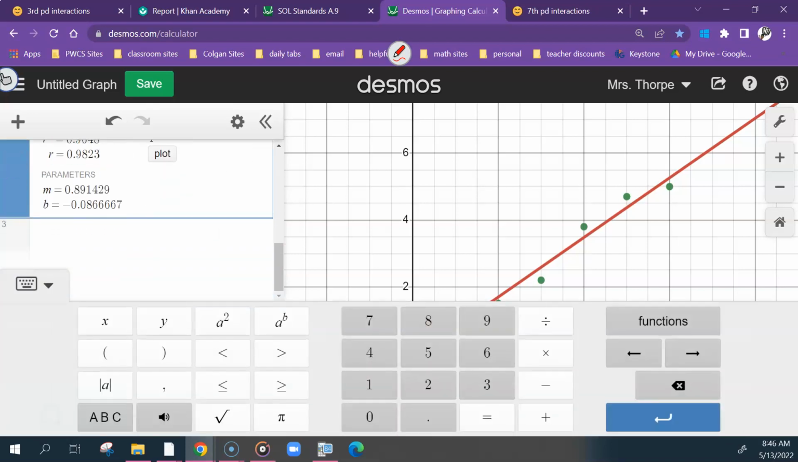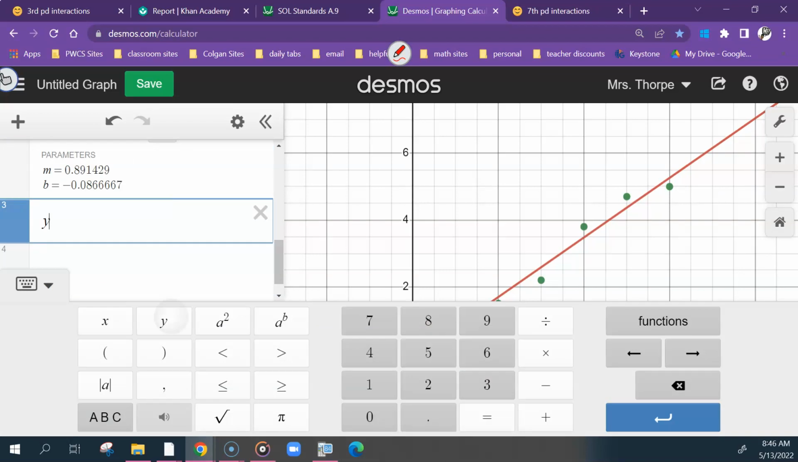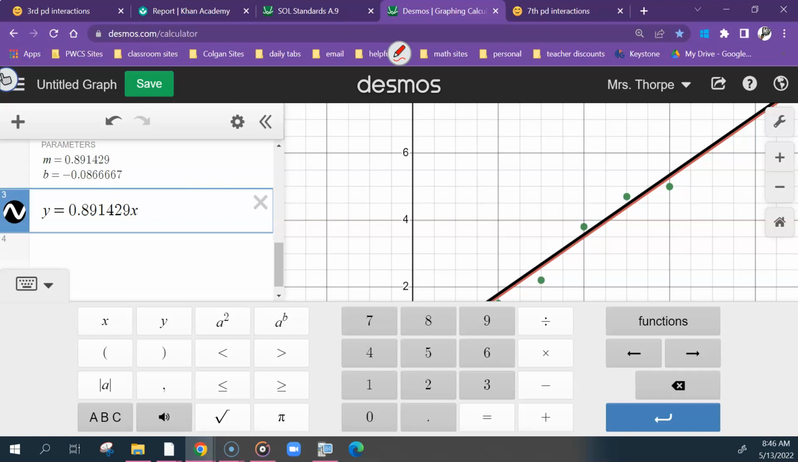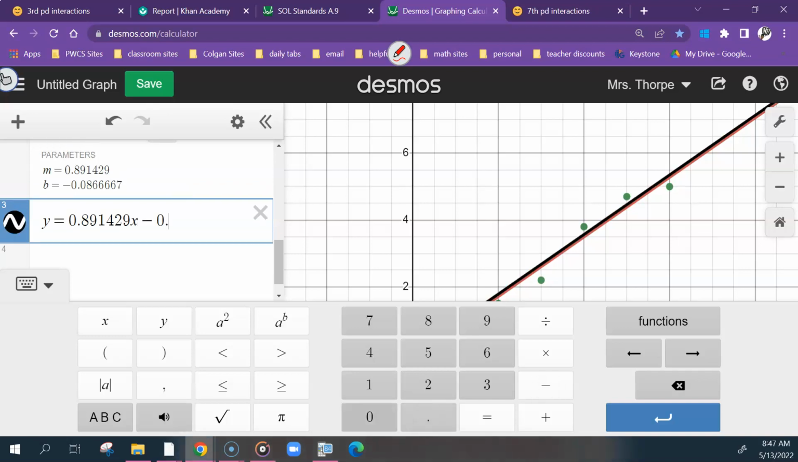So in the next line, I would need to type in this equation. I'm going to just use all the decimals. Y equals 0.89, 1429, x minus 0.08, and then put as many 6s as you can. Because it's a repeating 6, it is rounded off to 7.